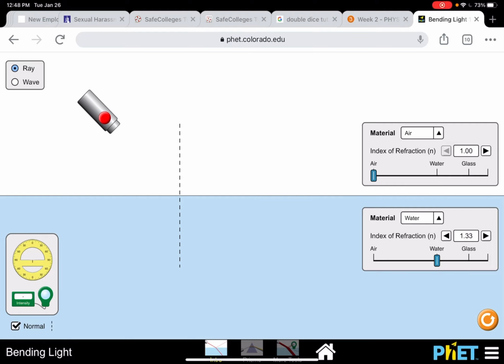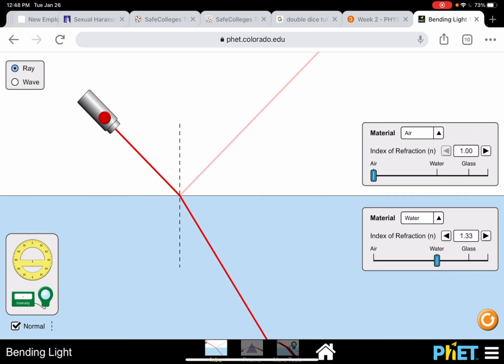Hello, everyone. I want to take a minute to talk about light, and what I'm using here is the University of Colorado's PhET online simulations, and this one is on bending light. First, I want to talk a little bit about Snell's law, that says that if I take light and it goes through a change in medium, refraction occurs. What that means is the light is bent toward the normal when it's going from a lower index of refraction to a higher index of refraction.